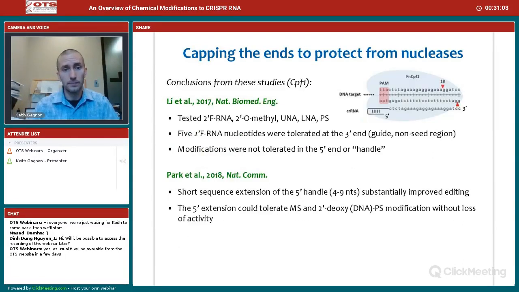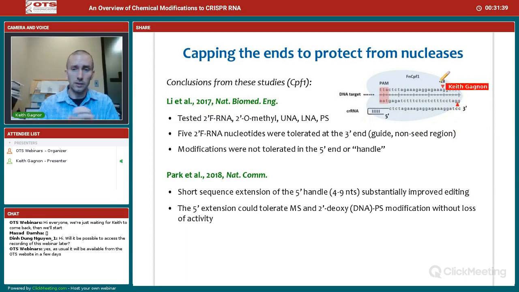Move to the next slide. There have been some Cpf1 studies. 3 Cpf1 papers have come out, and these are 2 of them. In the first paper, they did try to do more extensive chemical modification, and we'll revisit this paper a little bit in a future slide. But what they found was that you could successfully add up to 5 2'-fluoro RNA nucleotides at the 3' end of the guide, and this is not in the seed region.